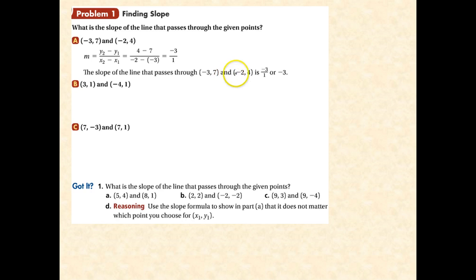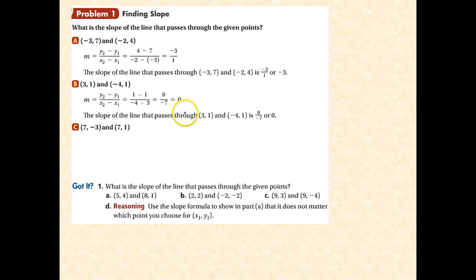So the slope of the line that passes through these points is negative 3 over 1, or you can just call it negative 3. How about these 2 points? Same formula. y2 minus y1 is 1 minus 1. And x2 minus x1 is negative 4 minus 3. 1 minus 1 is 0. Negative 4 minus 3 is negative 7. And 0 over negative 7 is 0. So the slope of the line that passes through these 2 points is 0. And here's 0, a horizontal flat line.